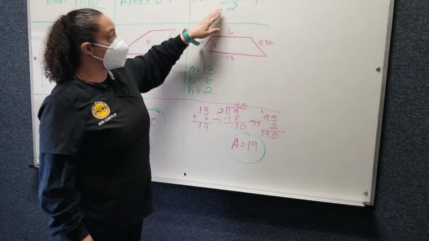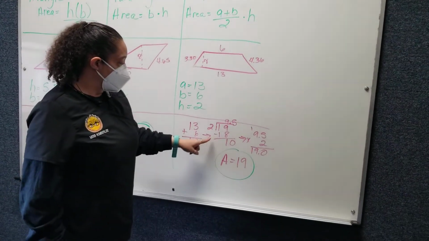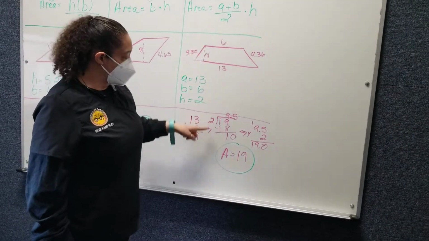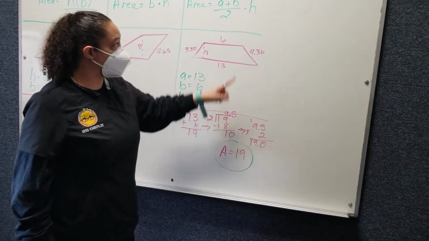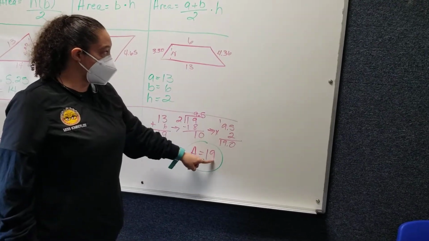You go through your equation. You start with a plus b. Once you get that answer, you divide by 2. We have that here. The next step is to multiply by your height. You have that, and that is your area.